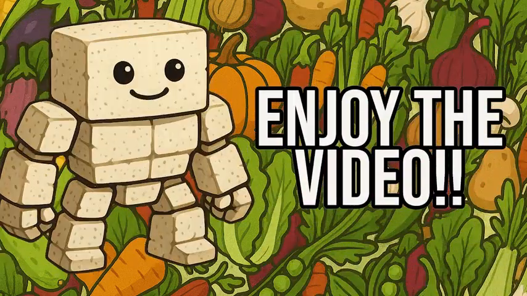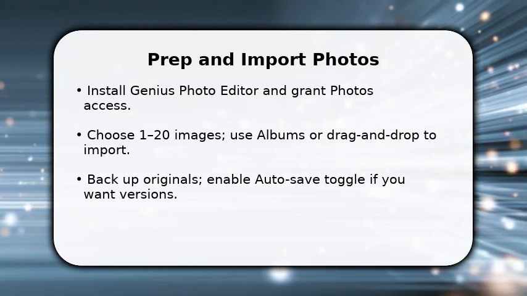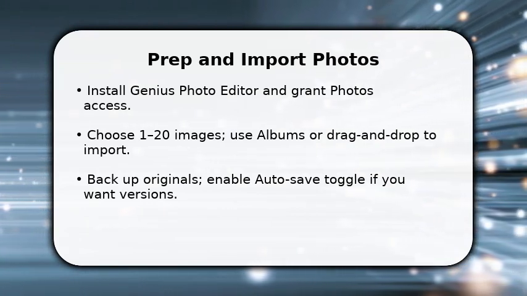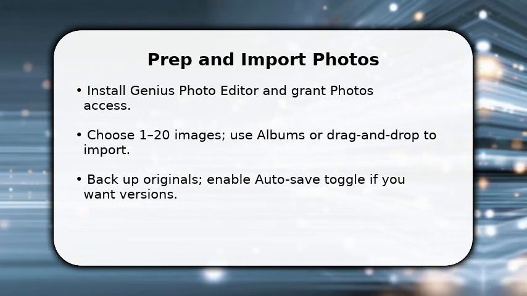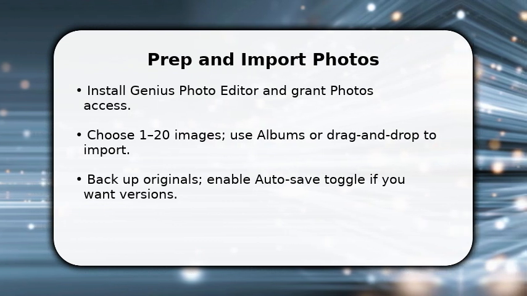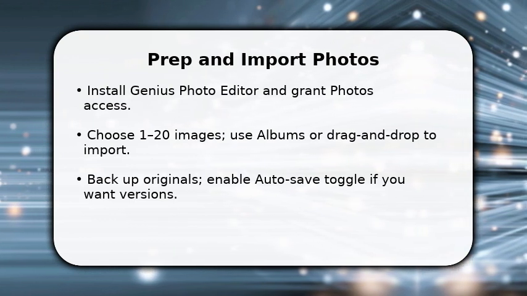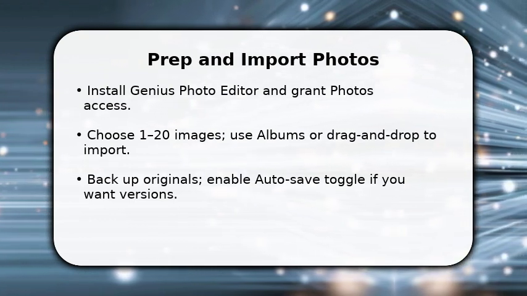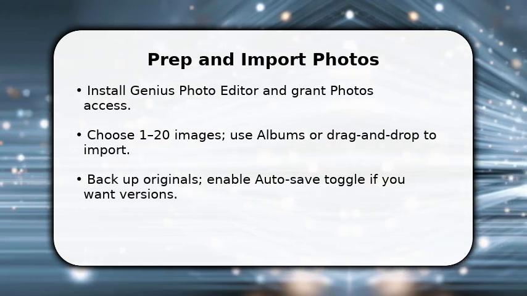Please enjoy the video. You'll start by importing images and getting the app ready. Open Genius Photo Editor, grant permission to your photos, then pick 120 images to work on. Once done, confirm autosave is off if you want manual control, or turn it on to preserve originals automatically. Make sure to create a backup copy first. This protects your edits. Now you have images loaded and a safe copy.